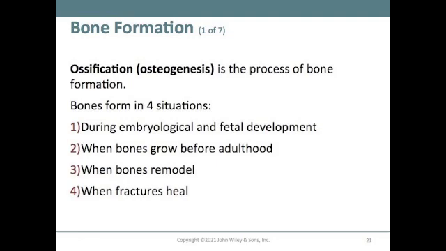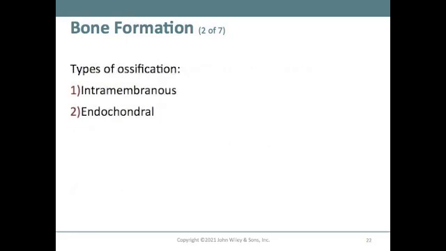So osteogenesis, genesis means the beginning, like Genesis is the first book of the Bible. Genesis is the beginning of something. The beginning is the process of bone formation. Ossification is the process of bone formation, the beginning of the bone. Bones form in 4 situations: embryological and fetal development, when they grow before adulthood, when they remodel, and when fractures heal. And there's 2 types of ossification that you should be familiar with: intramembranous and endochondral.